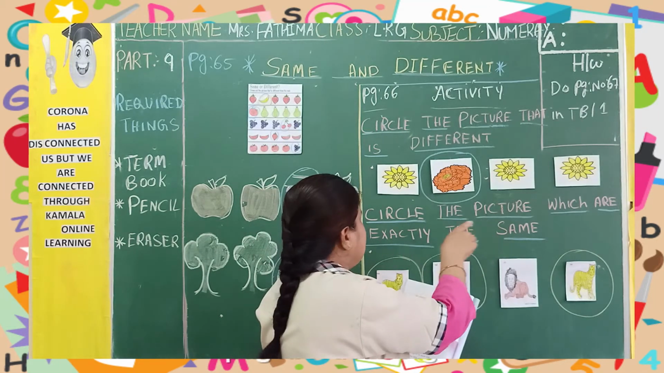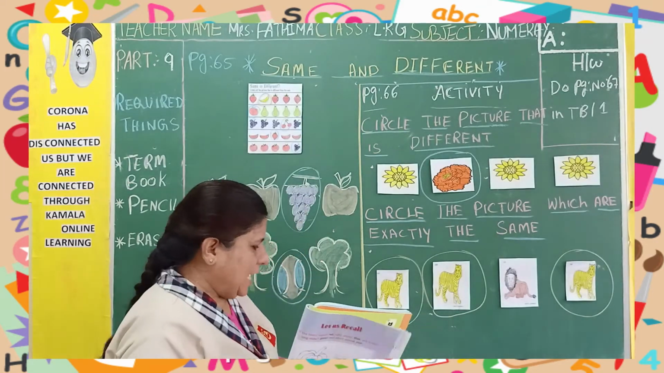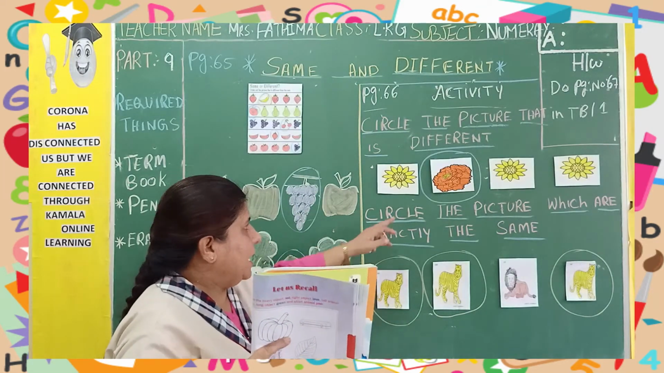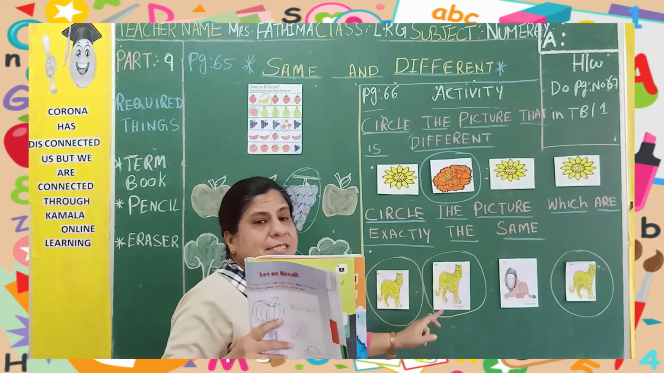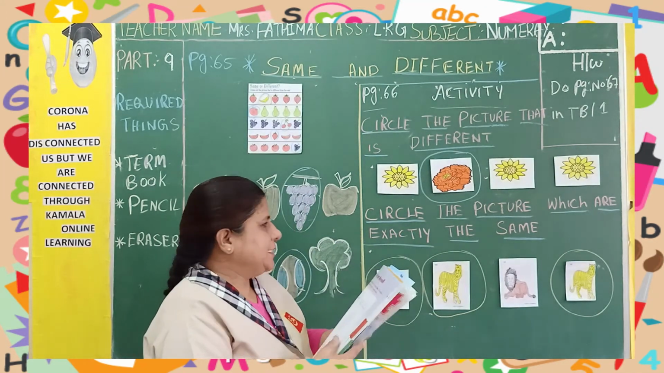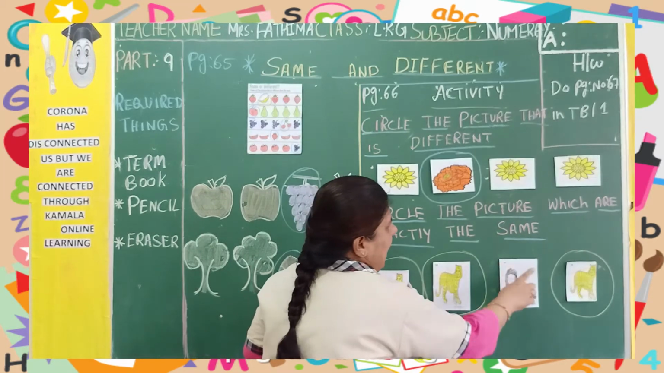Circle the pictures which are exactly the same. Which are the same pictures? You have to circle it. See, here we circle the different one. Here we are circling the same animals. These three are same animals, no? That's why we are circling the same animals.